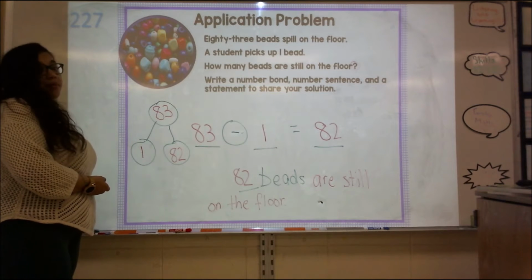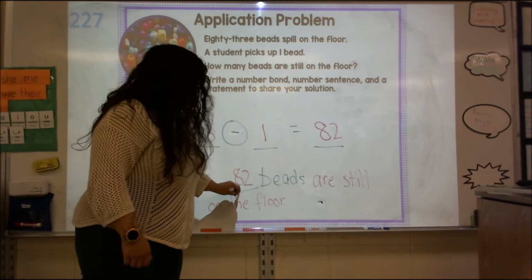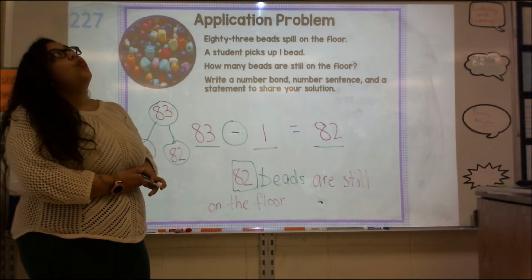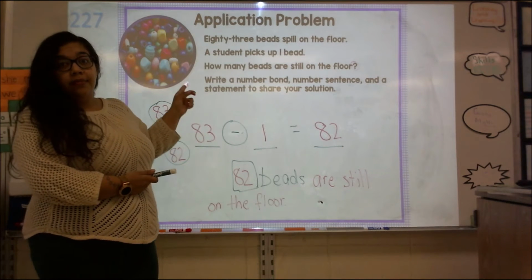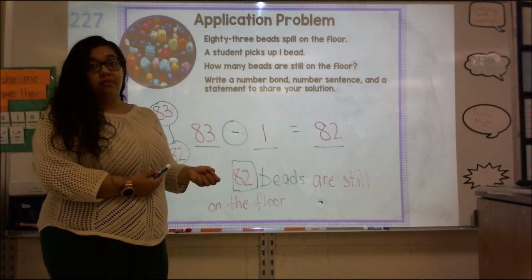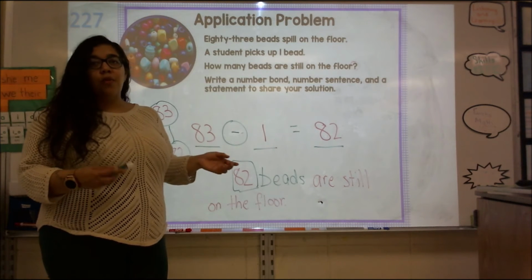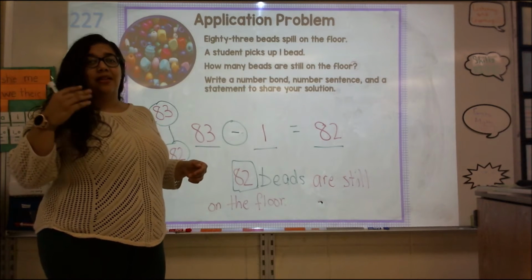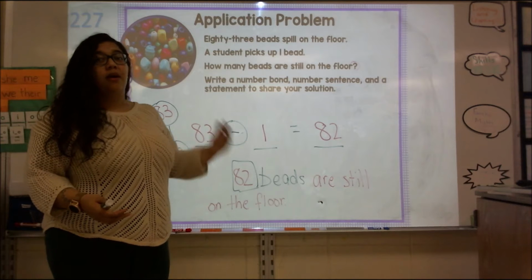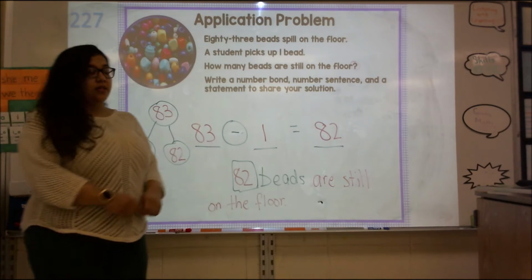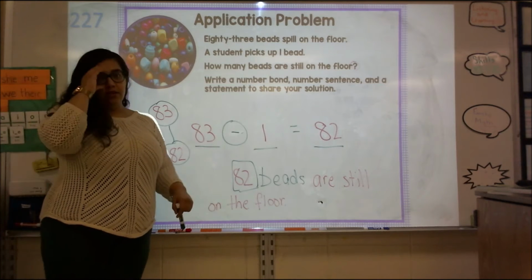I will accept number and object, so 82 beads is acceptable for now. When you are doing a word problem, if you do not have a word answer, it's wrong. Word problems need word answers. 82 beads is not the same as 82 pencils, is not the same as 82 kitchens, is not the same as 82 pieces of bubble gum. You have to have the number and the object that we're counting. So in this case, 82 beads is our solution.